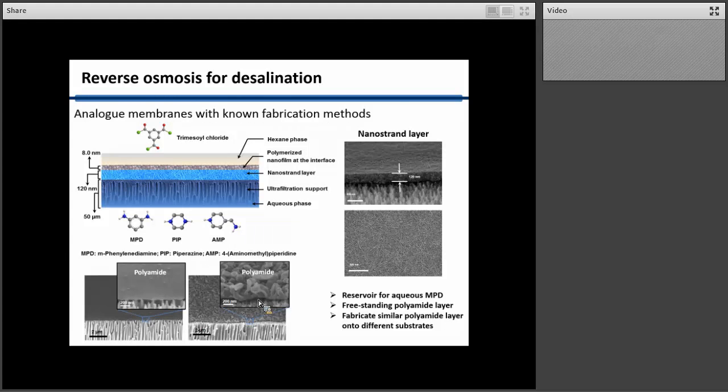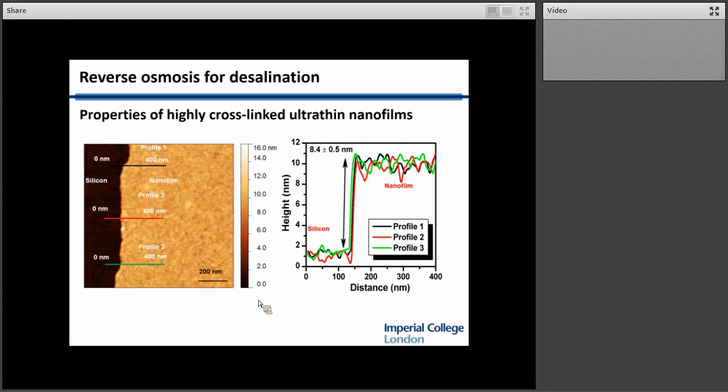But we use this technique to make flat films and take them off supports, and we could then analyze those films. For example, now we could start to look at the thickness of the polyamide layer. What you can see here is one of these very thin films laid onto a silicon wafer, and we've dragged an AFM tip across the lip of that film. You drag the tip across, it jumps up by about 8 nanometers. And that tells us that the thickness of that nanofilm is about 8 nanometers.